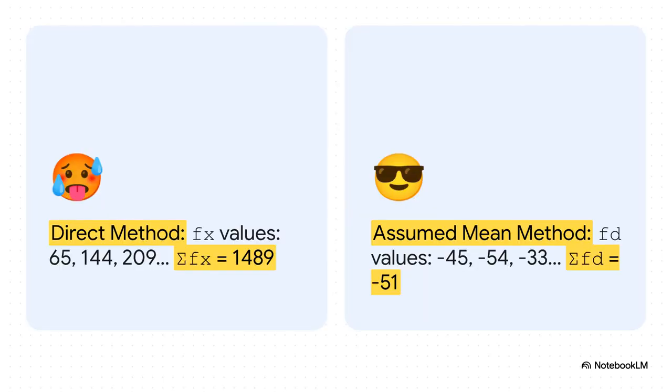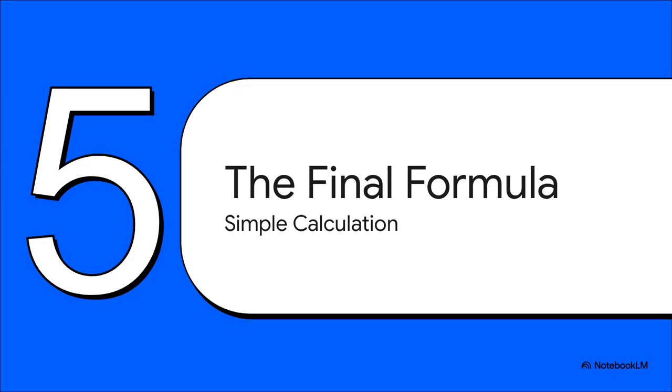Let's just put them side by side for a second. With the direct method, we were forced to add up all these big clunky numbers to get 1,489. With our new shortcut, we just add a few small positive and negative numbers together to get negative 51. The difference is just, it's night and day. So, the big question is, what do we do with this much simpler number, negative 51? How does that little number get us to the final correct answer?